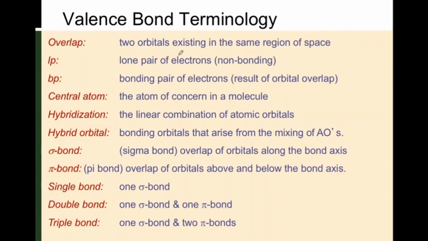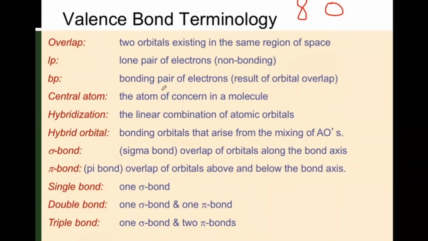So, valence bond terminology. Overlap: two orbitals existing in the same region of space. Remember that orbitals have some shape associated with them, like a p orbital is like that, an s orbital is like this. And so an overlap is whenever they touch each other or they handshake. A lone pair, LP, we've come across that in Lewis theory. This is a non-bonding pair of electrons, so they're both paired, both on one nucleus. They're not really involved in bonding to any great extent, at least covalent bonding.